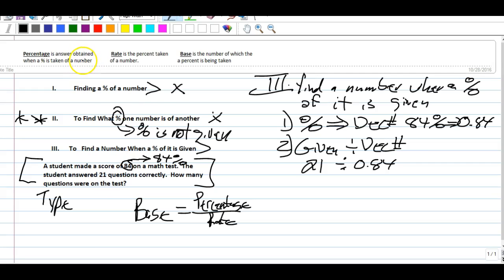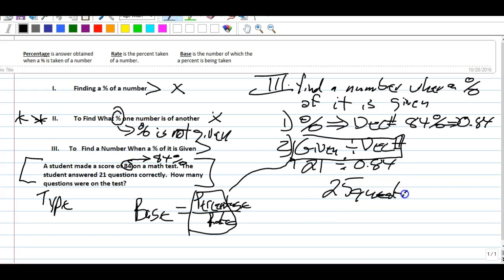Percentage is the answer obtained when a percent is taken of a number. So if I take 84% of the total number of questions, I get 21. The percent is, of course, the rate, and what I'm looking for is the base. So the percentage is 21, which is the top number here, divided by the rate, which is 0.84. So this basically is the same as this. So 21 divided by 0.84 gives you 25. There were 25 questions on the test. If I take 84% of 25, I get 21.